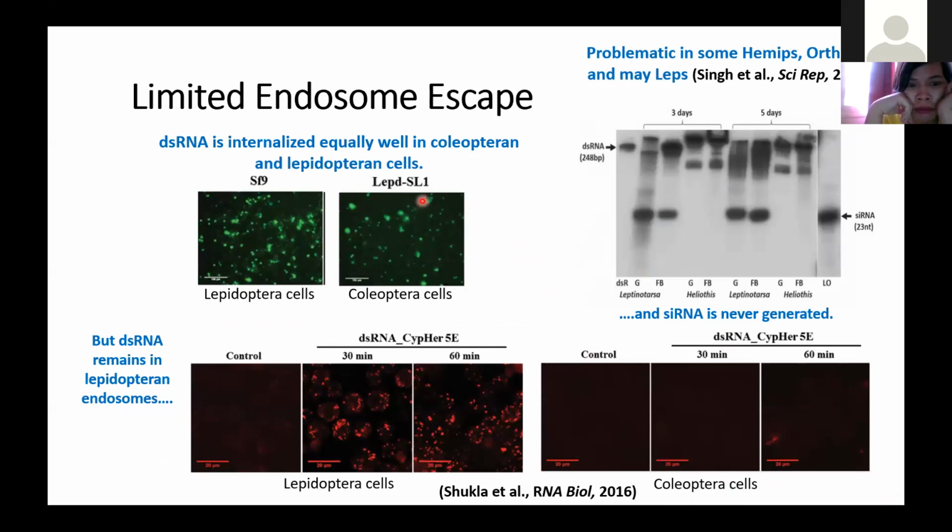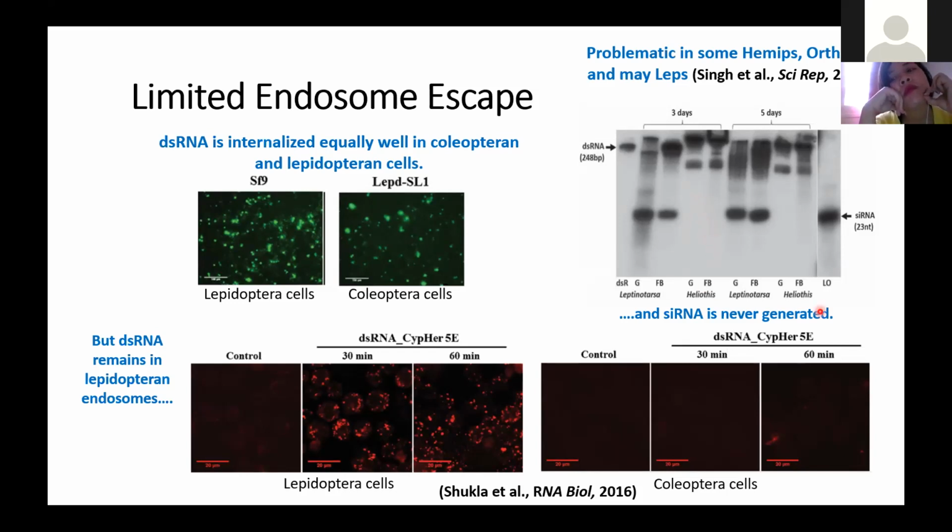So here on the top left, you can see that double-stranded RNA is internalized equally well in Lepidopteran and Coleopteran cells. However, over time, double-stranded RNA remains in the endosomes of Lepidopteran cells, whereas in Coleopteran cells, that double-stranded RNA is rapidly processed and removed from the endosomes. And you can see that even after 3 and 5 days after double-stranded RNA exposure, siRNA is only detected from the Colorado potato beetle tissues, and it's never detected from cotton bollworms, tobacco budworm, I'm sorry.